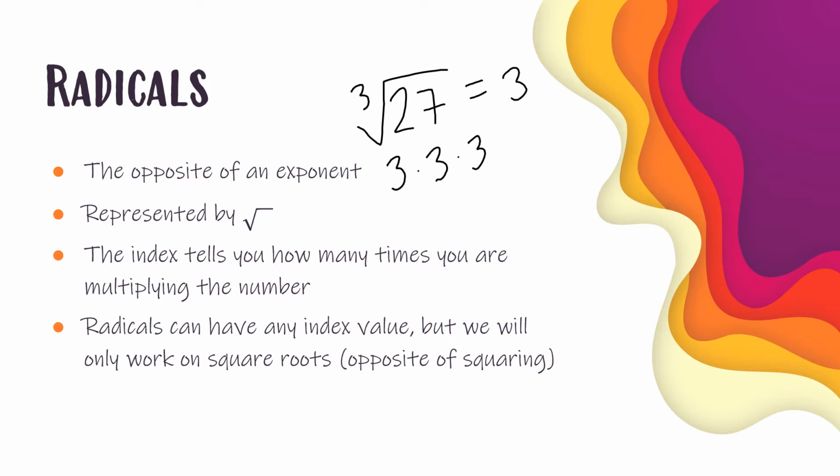We are going to only look at square roots. And so that means that the index is 2, but you usually won't see that 2 there. So when you see this, that means that the index is 2.